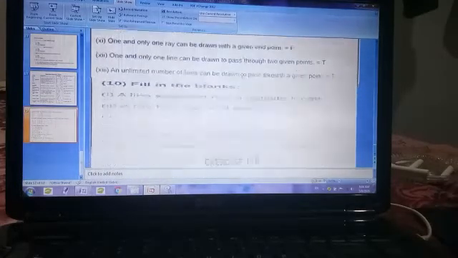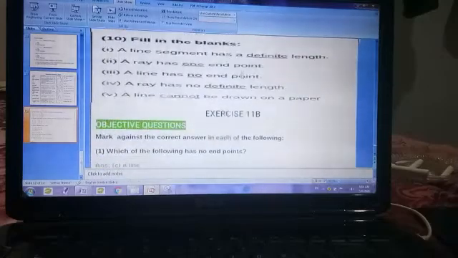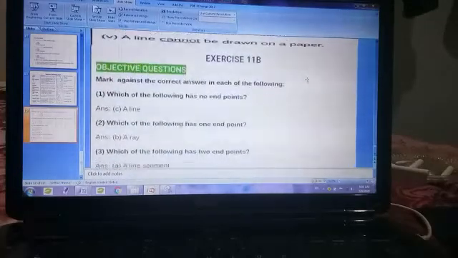Question number 10. This is the fill in the blanks. A line segment has a definite length. Second, a ray has one endpoint. Third, a line has no endpoint. Fourth, a ray has no definite length. Fifth, a line cannot be drawn on paper. It can only be represented. It cannot be drawn because it has unlimited length.